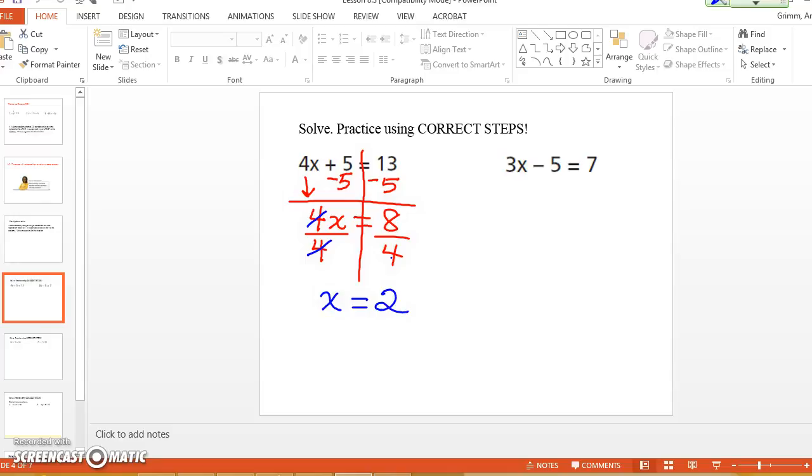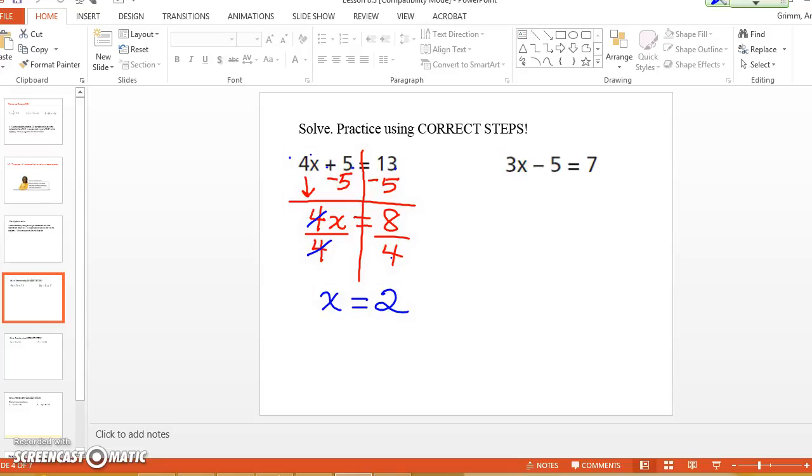If I go back to the original problem, what is 4 times 2? 8 plus 5 is 13. So both sides equal each other. That's what you want, which is cool. You can always check your work and make sure you're right. All right, let's look at the next one.